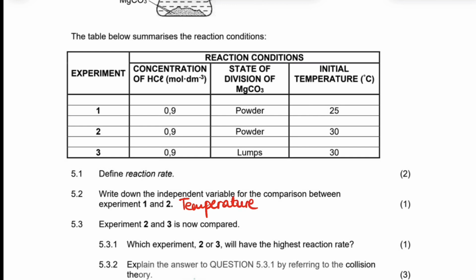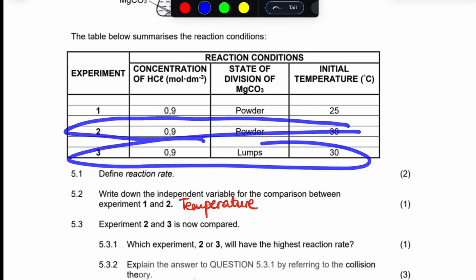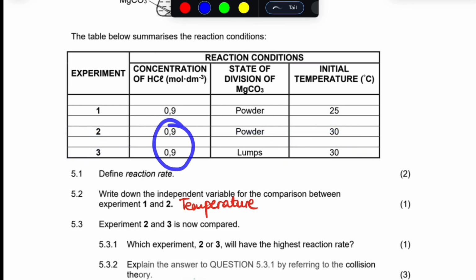Right, let me use the blue one. Let's look at 5.3. It says experiment 2 and 3 are now compared. Let's look at 2 and 3. What's the difference there? The concentration of HCl is the same, the state of division is different, and the temperature is different. So what is different there? That's the state of division, right?